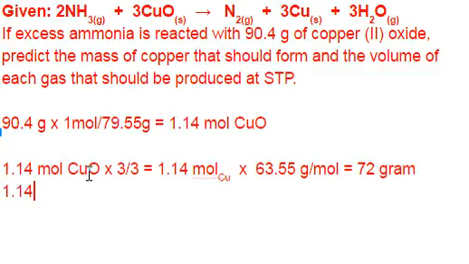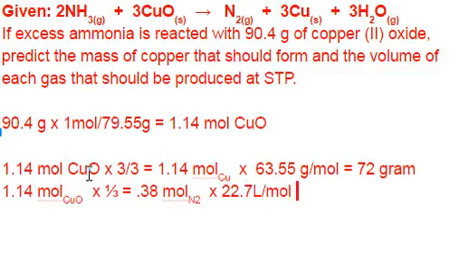As far as my gases, I have 1.14 moles of CuO. If I look at my nitrogen first, that's in a 1-to-3 ratio, so this will be cut down to only 0.38 moles of N2. I don't even want the molar mass here. For any gas at STP, 0.38 moles is going to occupy 22.7 liters per mole. So when I multiply that, I would expect 8.63 liters of my N2.